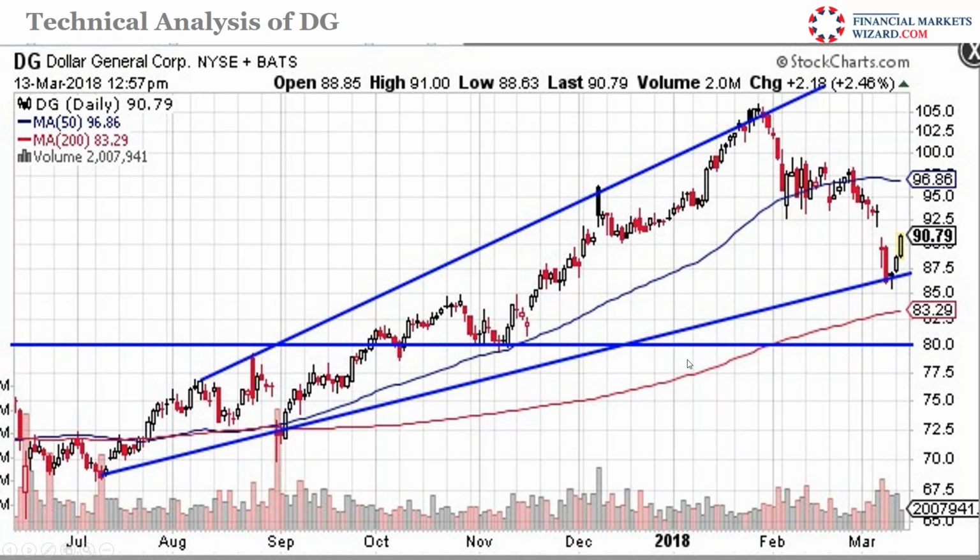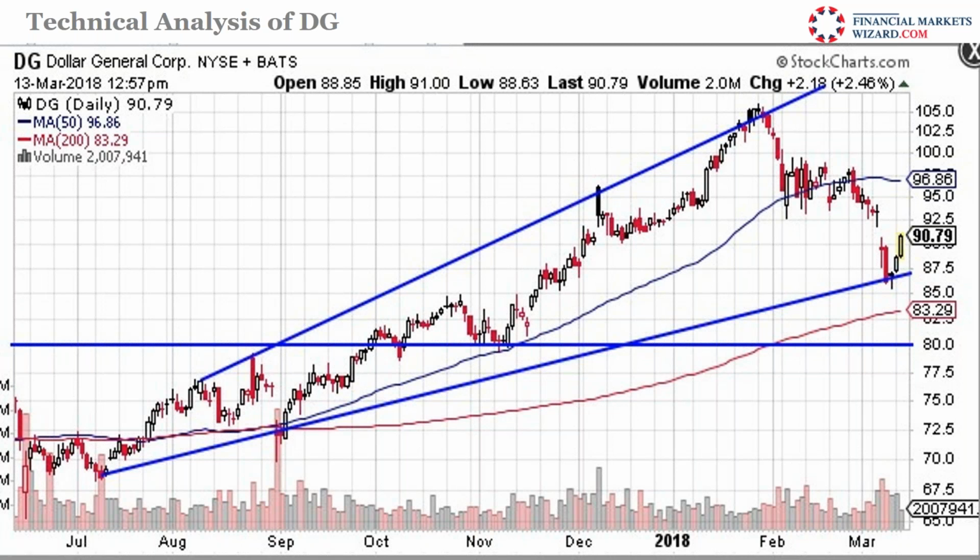Dollar General was bouncing from support. So when I saw that, I sent an alert to my earnings play service. I said buy Dollar General for earnings. And this is one of the ways to trade earnings.